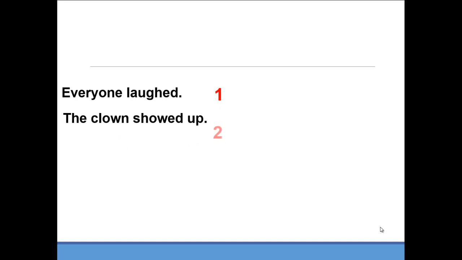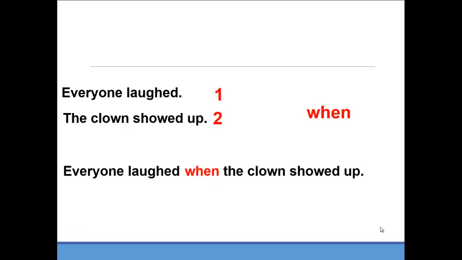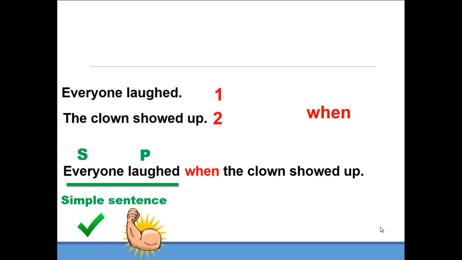The clown showed up. Can we join these two sentences together? Yes, we can join them using the conjunction when. So the answer will be everyone laughed when the clown showed up. Let's check the first part of the sentence. Everyone laughed. Everyone is the subject. Laughed is the predicate. Can this part of the sentence be used alone? Yes, it can. So this part is a simple sentence and it can be used alone.